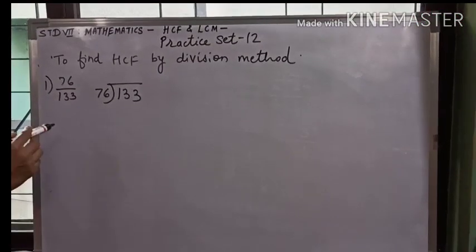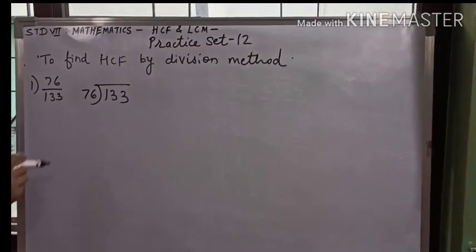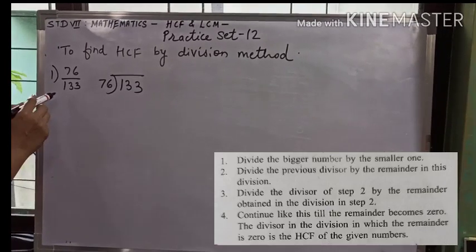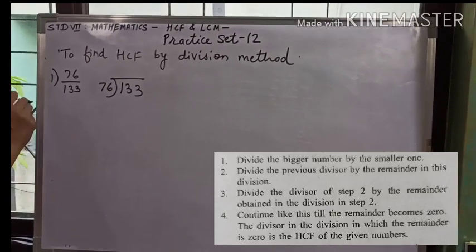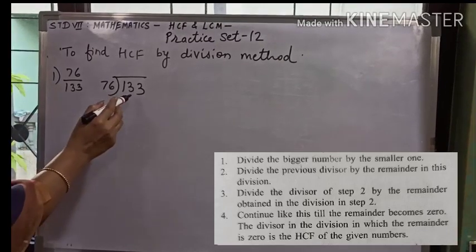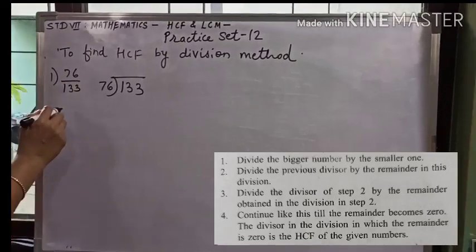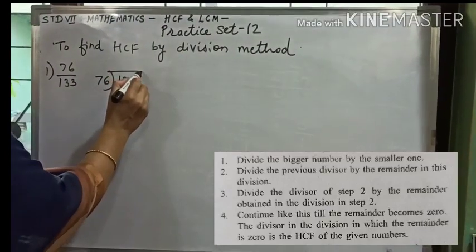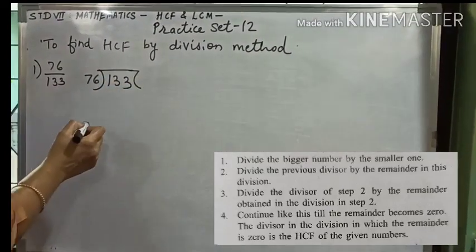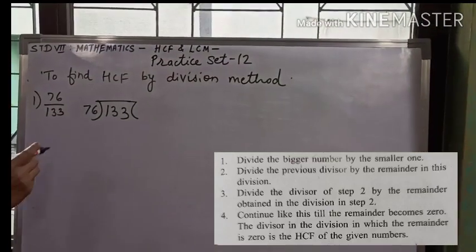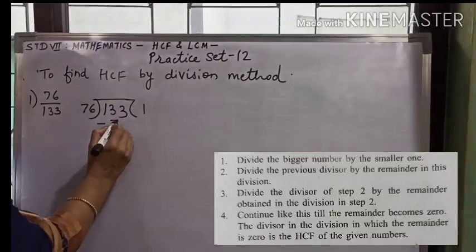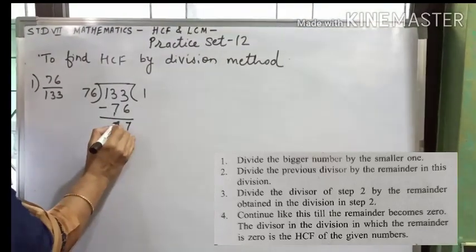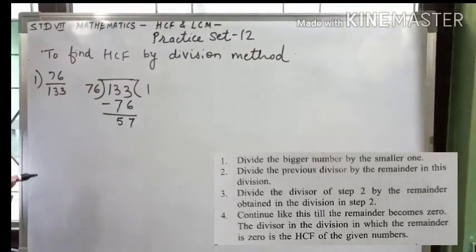There is one more method to find out the HCF, that is the division method. So let us solve the example based on that. 76 by 133. So here 133 is the dividend and 76 is the divisor. Now here we will write the quotient to the right side. So 76 ones are 76. Do the subtraction. 57 is the remainder.